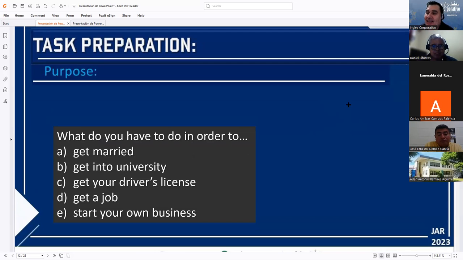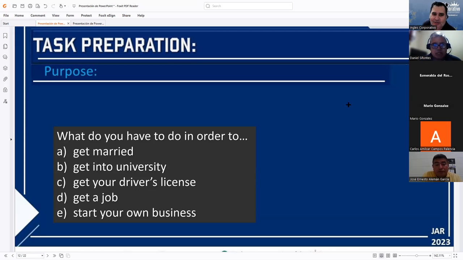Mm-hmm. Permissions of parents. Yeah, first you have to find the victim. Find the volunteer, okay? If you don't have anybody to get married, you cannot get married. So you have to find a victim. And you have to find a volunteer. So you have to get your driver's license. To get married? Is it necessary a driver's license to get married?